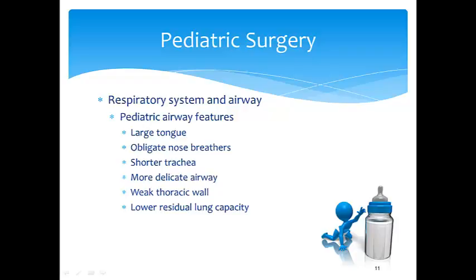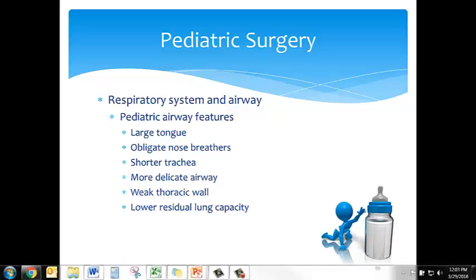That smaller airway is also more delicate because it's not as well supported by muscles like in adults, due to the fact that cartilage develops before muscle does. They have a weaker thoracic wall and a lower residual lung capacity, meaning they could easily have their lungs overinflated, leading to injury. Failure to manage a pediatric patient's airway is among the leading causes of death in a medical or traumatic emergency.